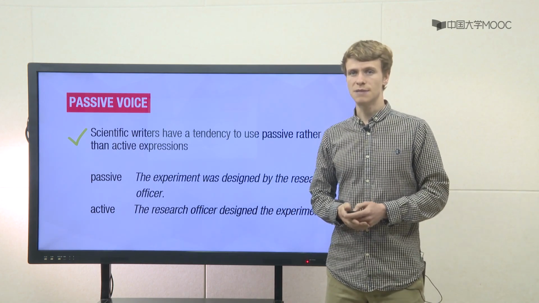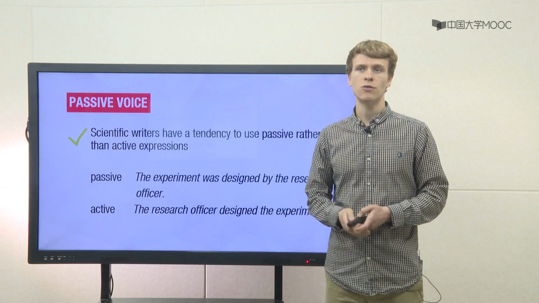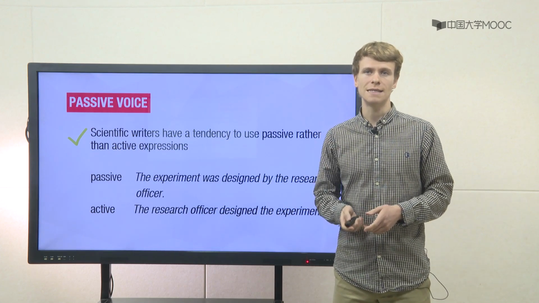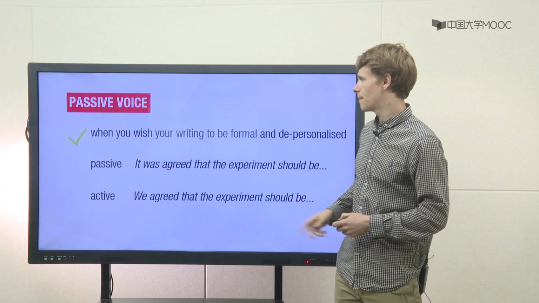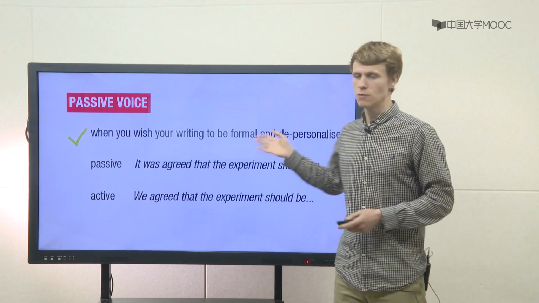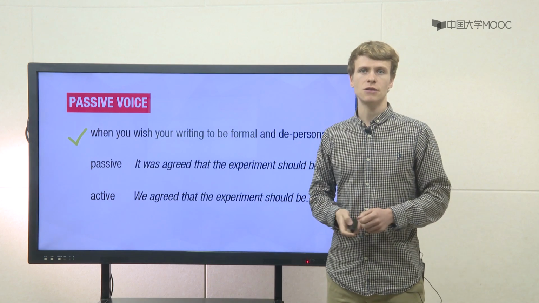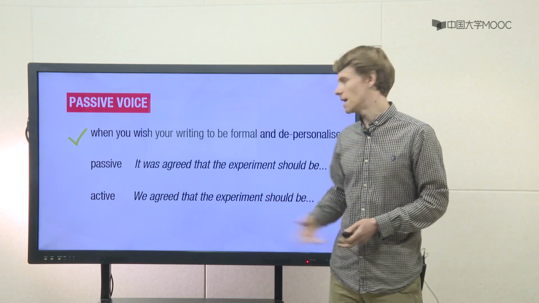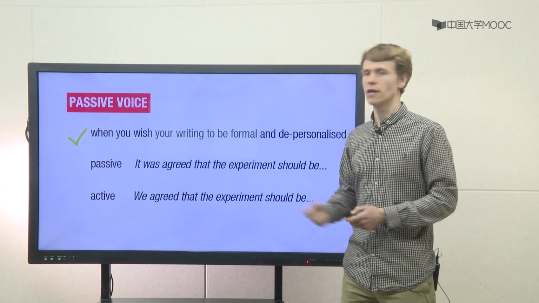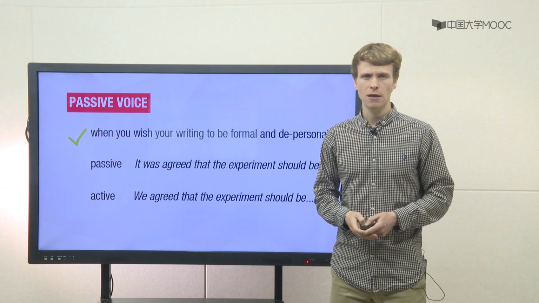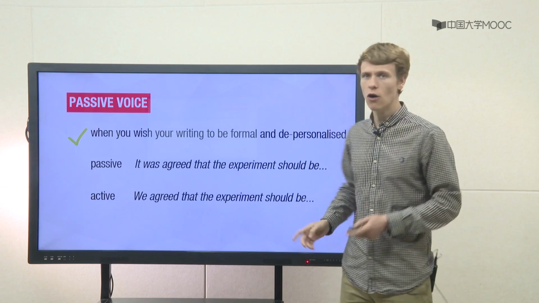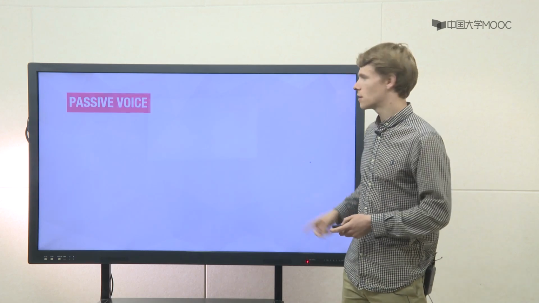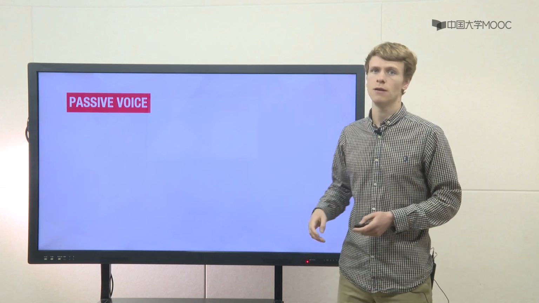The passive voice is particularly useful when you wish your writing to be formal and depersonalized. It was agreed that the experiment should be, as opposed to we agreed that the experiment should be. It is also useful when information about the agent is obvious or unimportant, or you don't wish the reader to know.